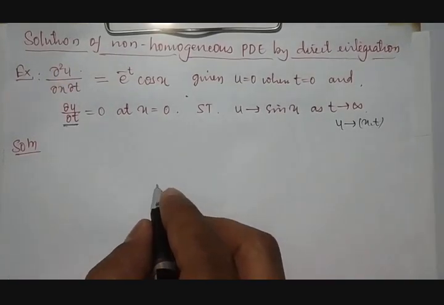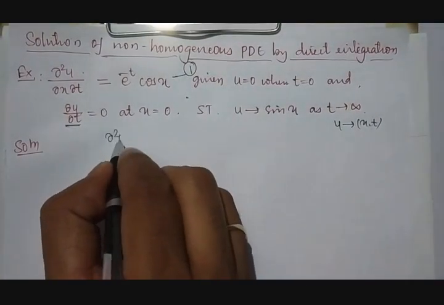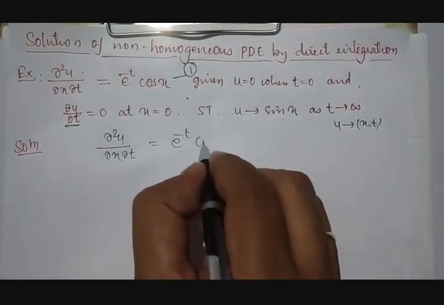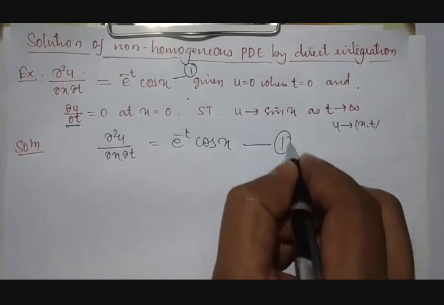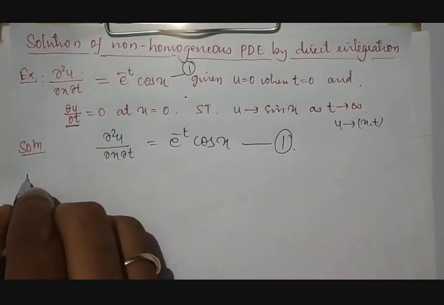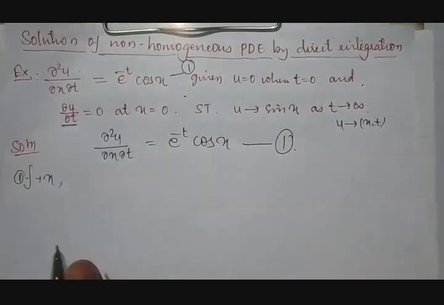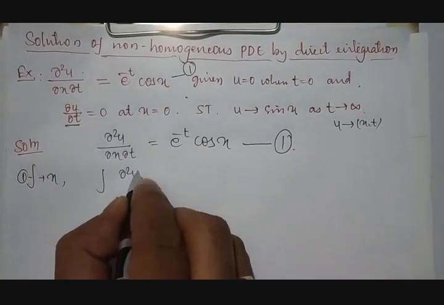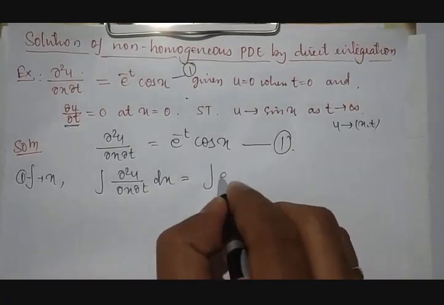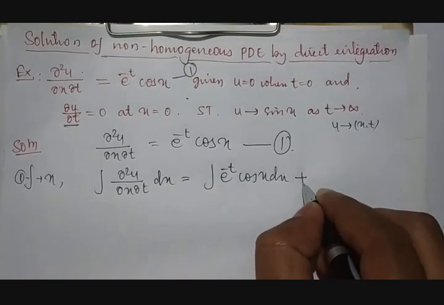So what I do, first I call this given equation as 1, or else I'll write down here once again. ∂²u/∂x∂t = e^(-t) cos x. We call it equation number 1. Fine. If this is equation number 1, very first we integrate equation number 1 with respect to x to get ∂u/∂t. Therefore, the integration of ∂²u/∂x∂t with respect to x is equal to the integration of e^(-t) cos x with respect to x plus a constant to be written.